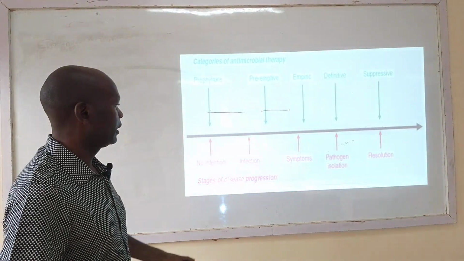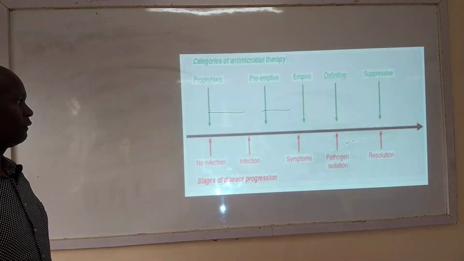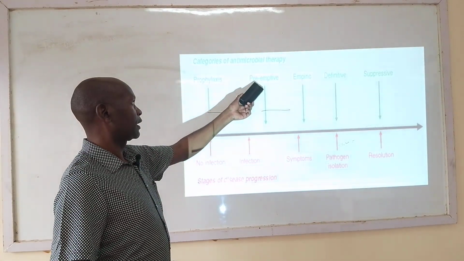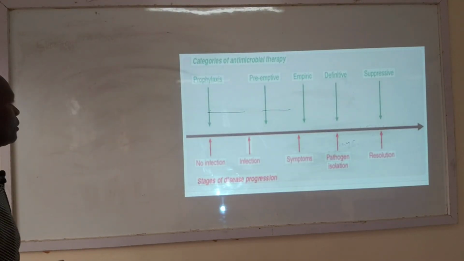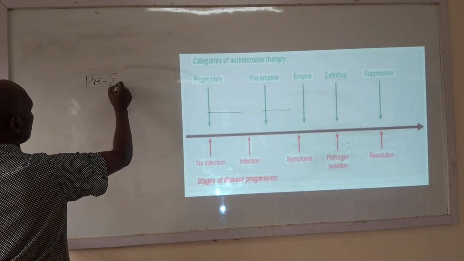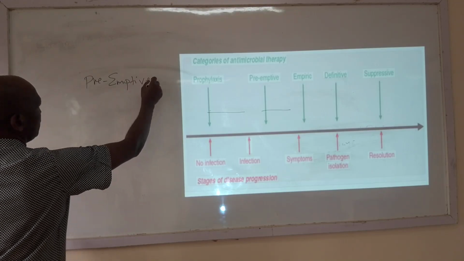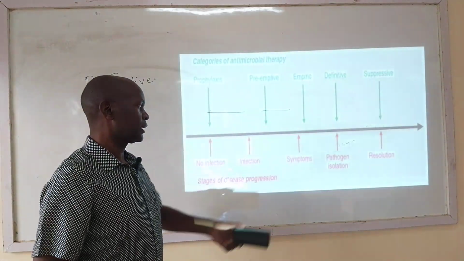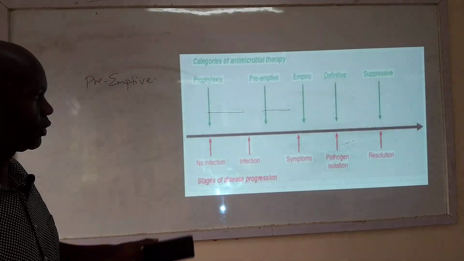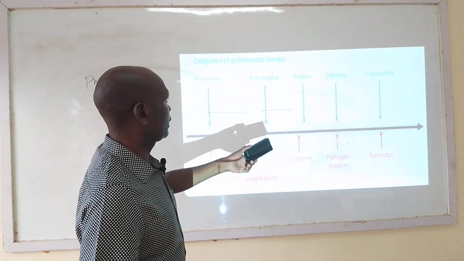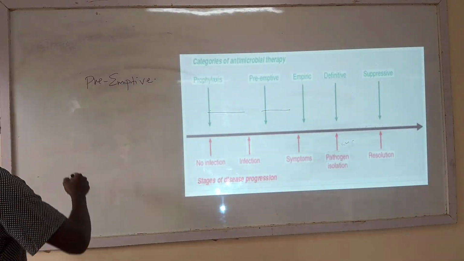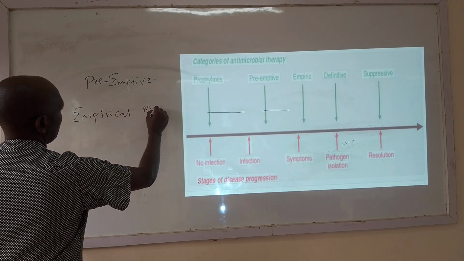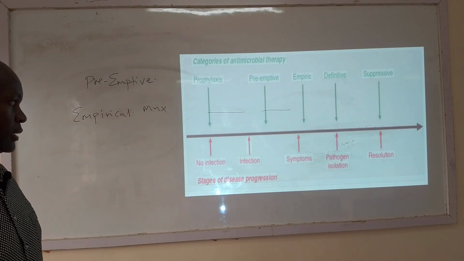When antibiotics are used to treat an infection which has not developed symptoms, that category of therapy is known as preemptive. When they are used to treat an infection for which the patient has developed symptoms, this category of therapy is known as empirical. So that will be empirical management. That is when a patient has infection and has symptoms as well.